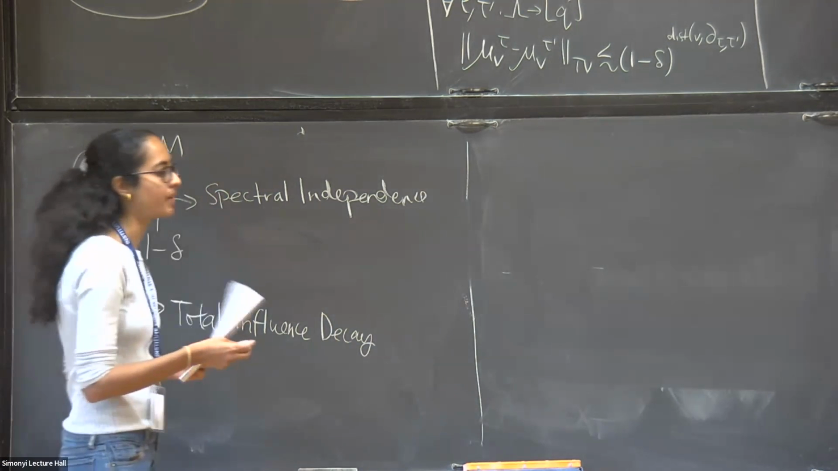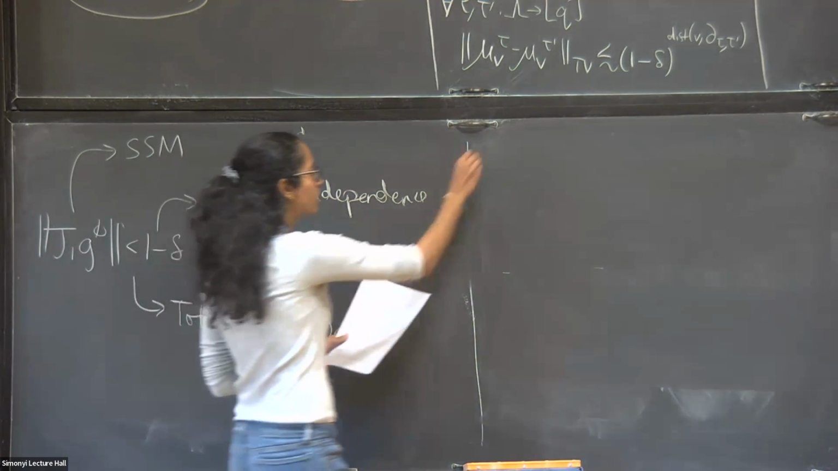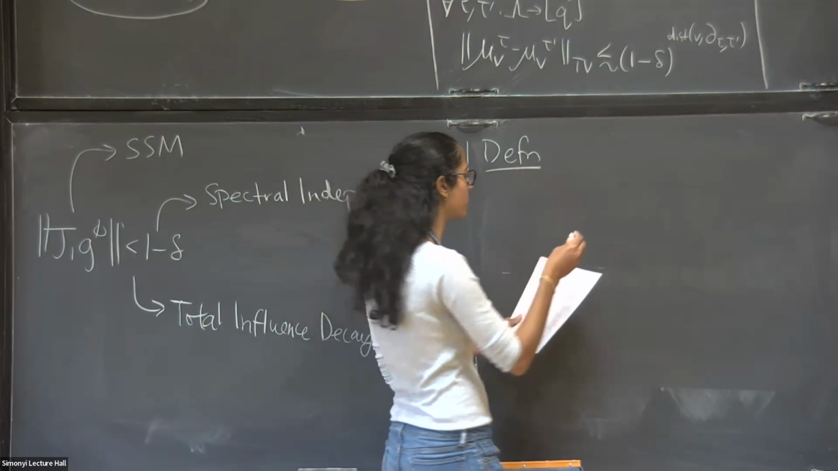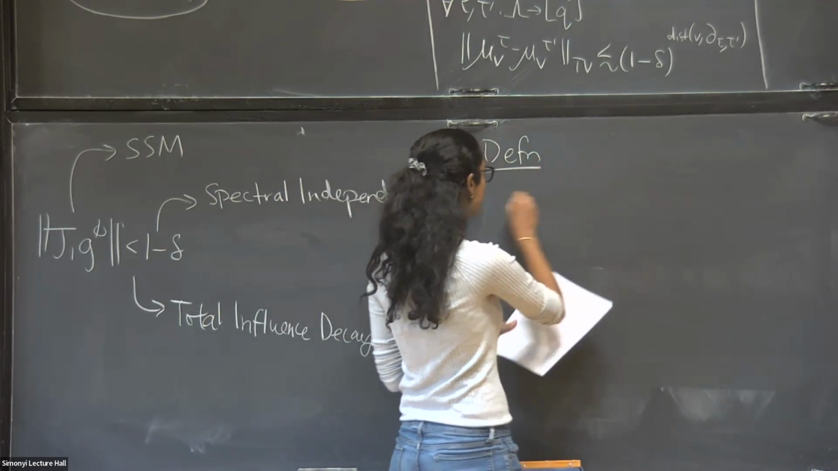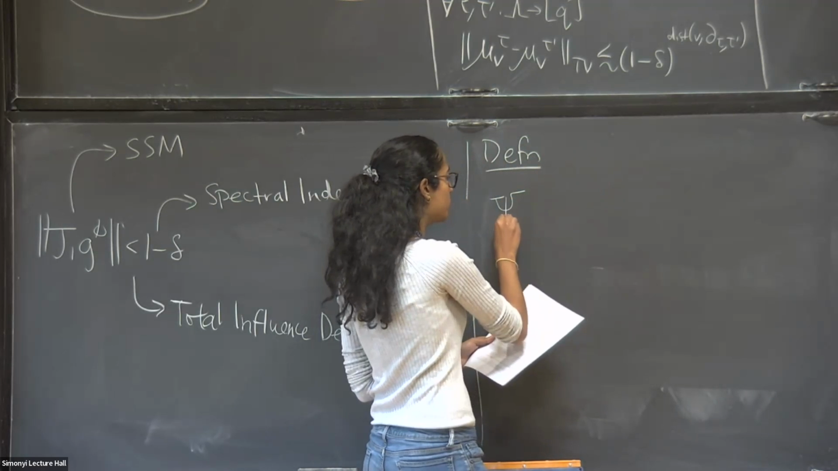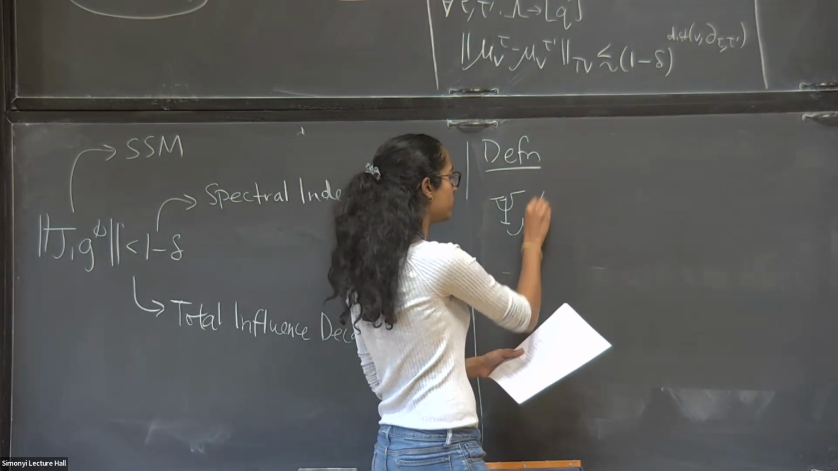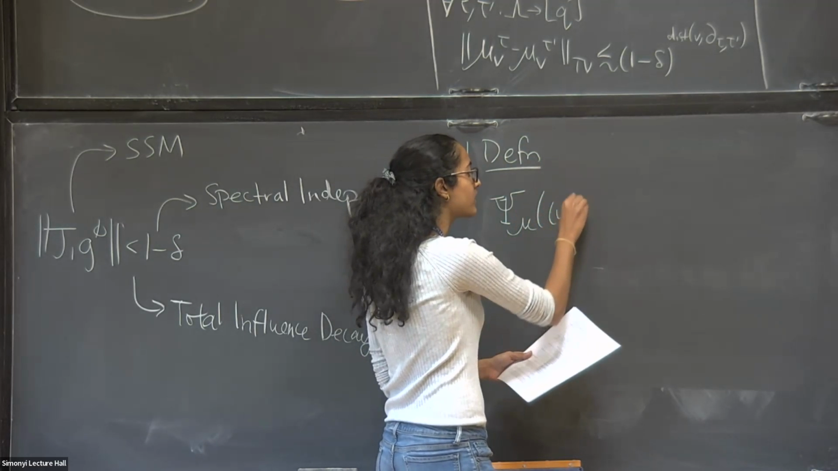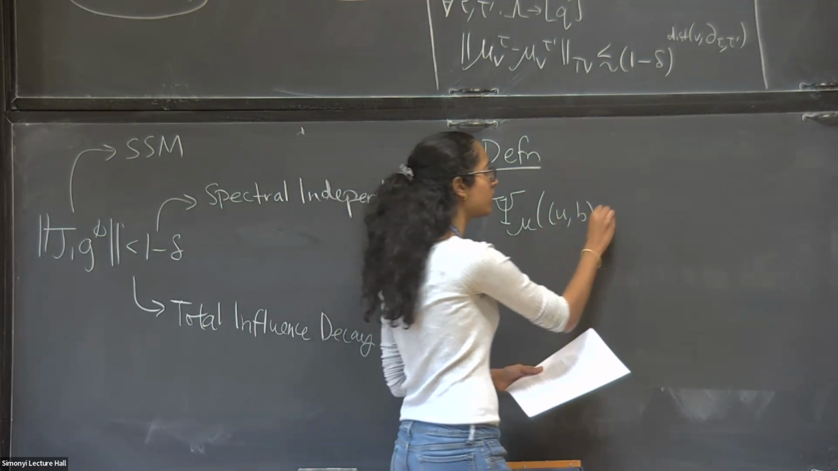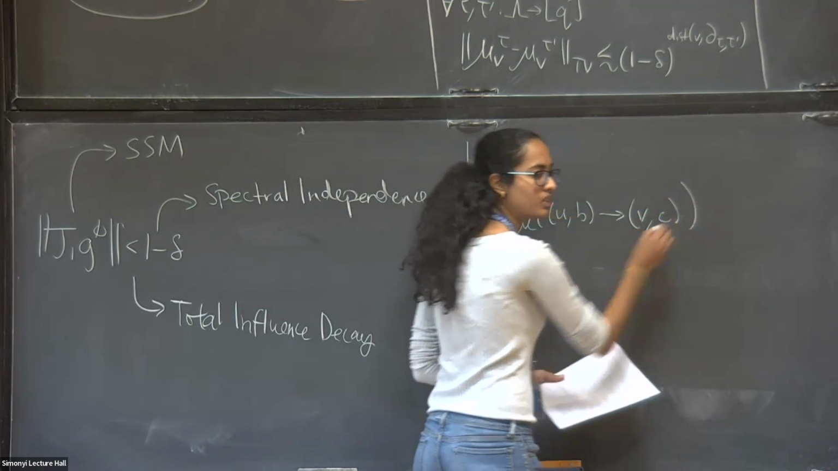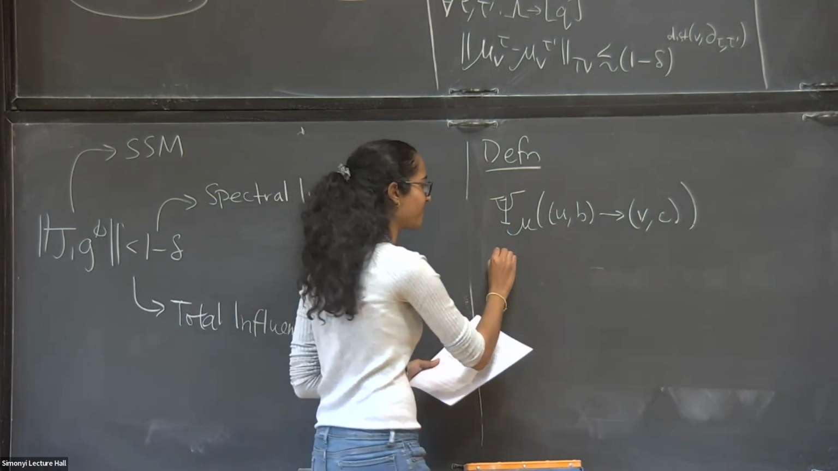So let me tell you what spectral independence is. In order to do that, let me define the influence matrix. This is another notion of correlation decay. The influence matrix is a matrix which I'm going to define by its entries. It's the influence matrix of a distribution mu, and it's the influence of assigning vertex U to be color B on the probability that vertex V is colored C. As long as you think about it that way, it doesn't really matter what the formula is.